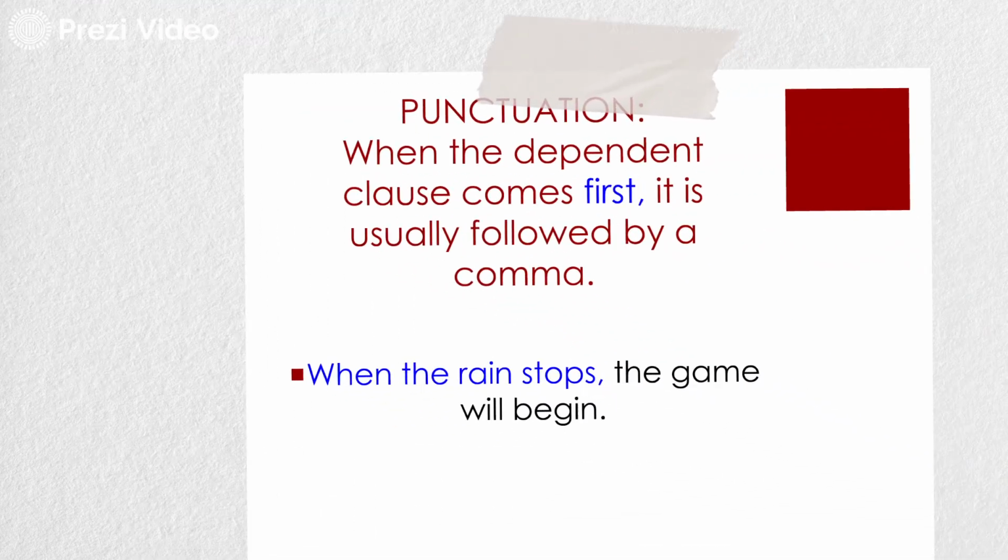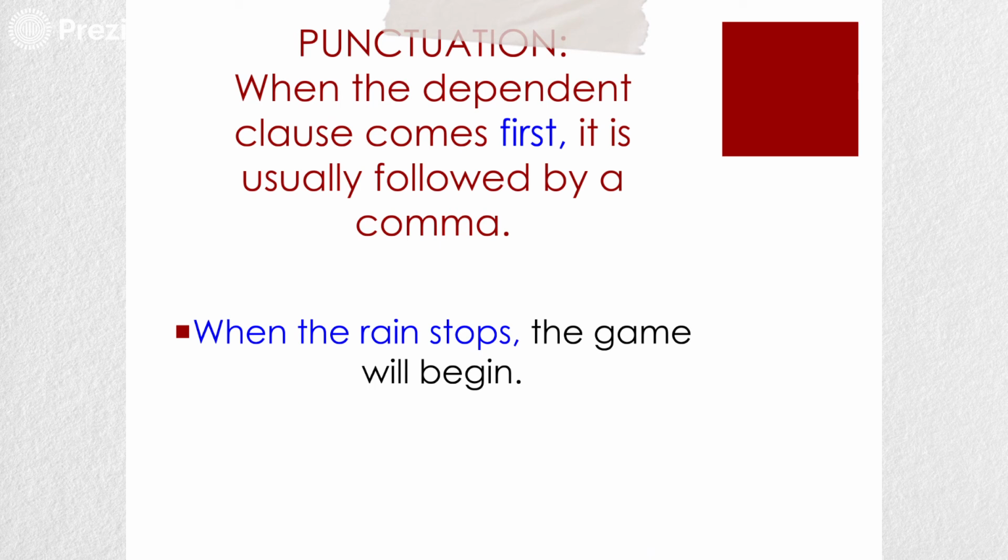Now when I do that though, if the dependent clause comes first, it's usually followed by a comma. So in the case of when the rain stops, the game will begin. The independent clause is the game will begin, it comes second, but the dependent clause, when the rain stops, comes first, so I have to put a comma there in order for my sentence to be grammatically correct. So when the rain stops, comma, the game will begin.